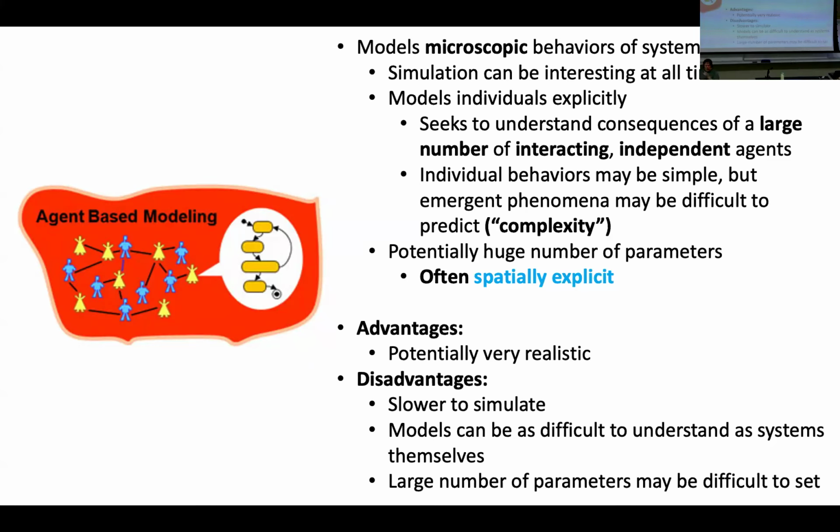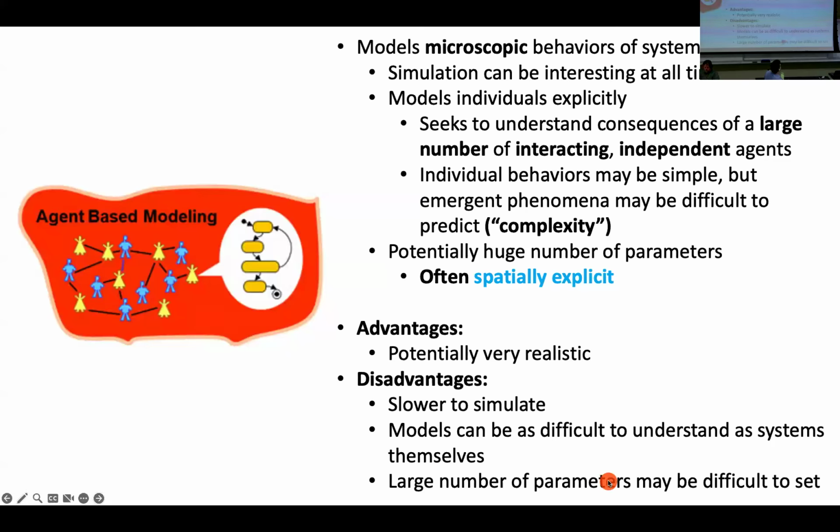The downside is that they're slower to simulate. There's a lot more to keep track of. And they can be just as difficult to understand as real systems because they look just as ugly as real systems. This is one of those examples where sometimes it's better to remove yourself from the system and look at the large scale patterns as opposed to trying to understand all these individuals.